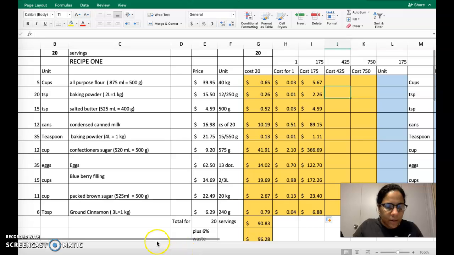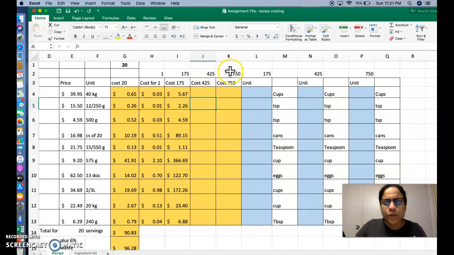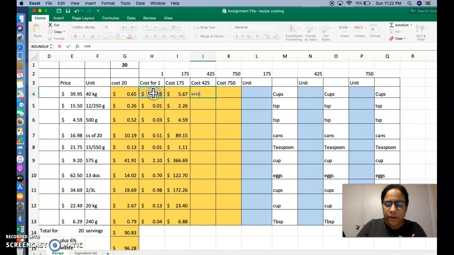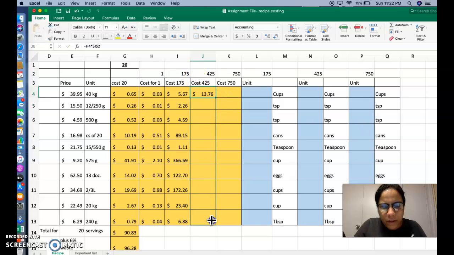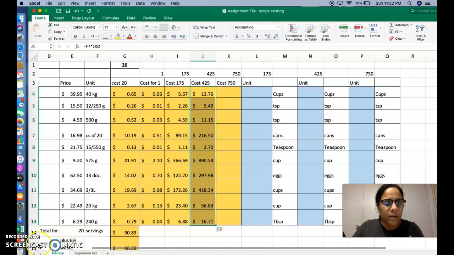But I'm gonna skip a little bit and go to my ingredient list, just to show that for 425 and 750, we're gonna do the same. We're gonna multiply the cost per 1 times here, do the absolute cell reference, enter, and then drag, do the autofill. Okay, I'm not gonna do the other one because I need to skip to the ingredient list, but we keep on the same concept.